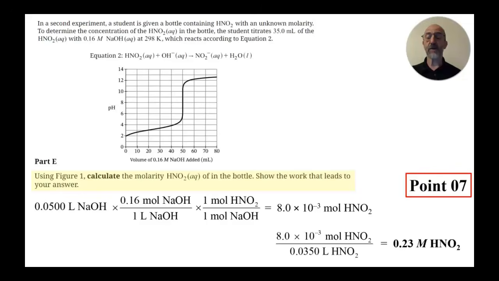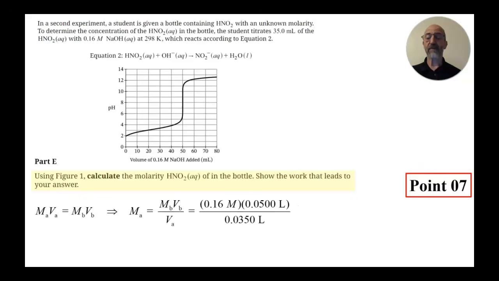Now, if you're watching this video and you said, Mr. Farabaugh, I did it a different way and I think I got the same answer, I'm going to show you that different way, involving molarity of acid times volume of acid equals molarity of base times volume of base. We don't know the molarity of the acid, but we know the molarity of the base is 0.16 molar. The volume of the base required to reach the equivalence point is 50 milliliters or 0.05 liters. And the volume of the unknown concentration of nitrous acid was 35 milliliters or 0.035 liters. When I did that math, I got that same answer of 0.23 molar for the molarity of my nitrous acid. Well, that's point 7.